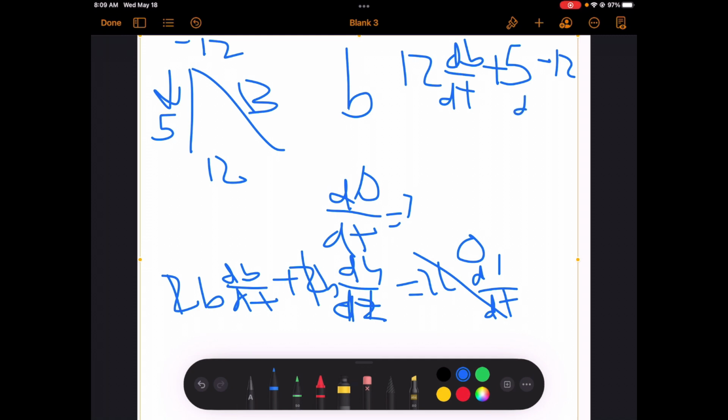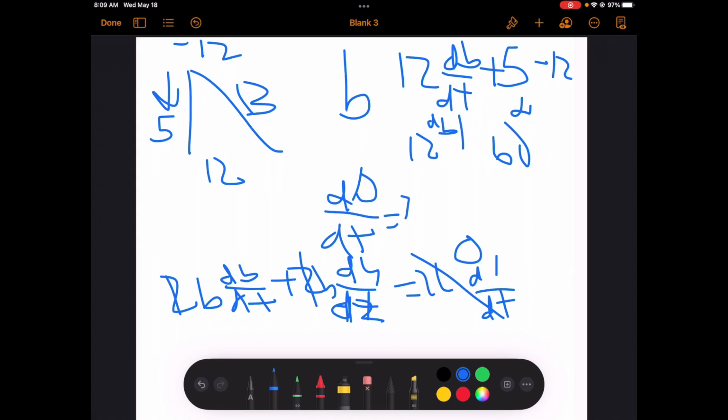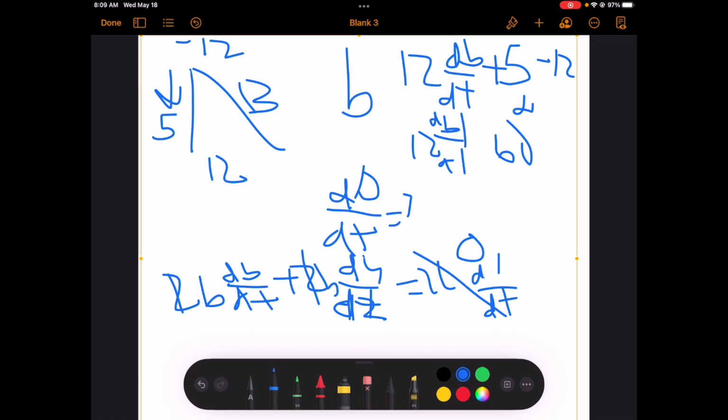So this goes to 60, and then 12 dB/dt, minus 60, because that's a negative, equals 0. So I'm going to erase a little more here. We won't need this anymore.